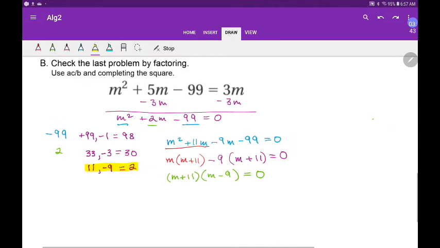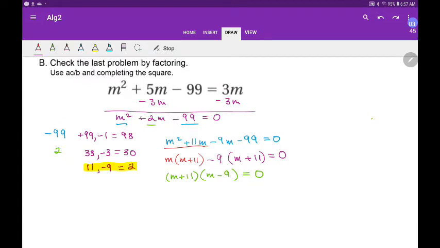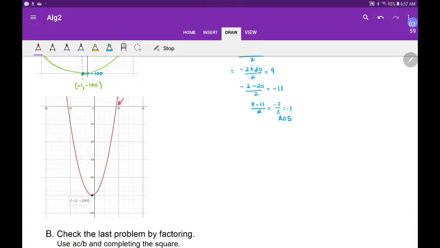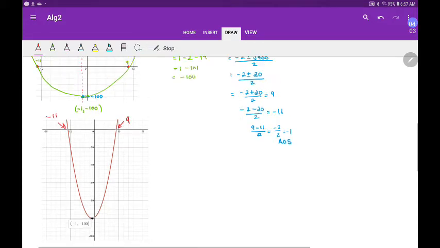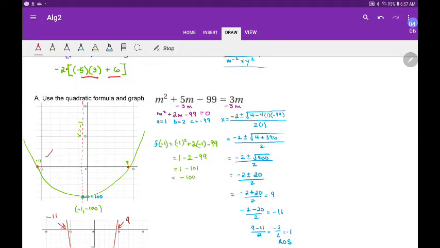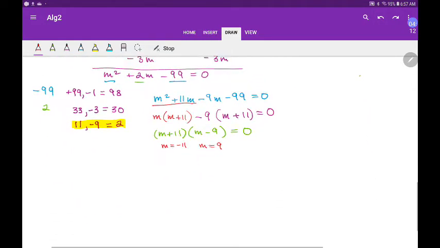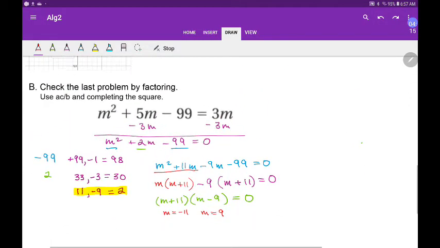Okay, and then I want to check one thing. m would equal negative 11, right? If I want this to be 0. And m would equal 9. Was that the way it was up here in my m equals 9 right there? Yeah. m equals negative 11. Yeah. Same thing when I made my beautiful graph here. Yes, it is. Okay. So that confirms it by factoring.